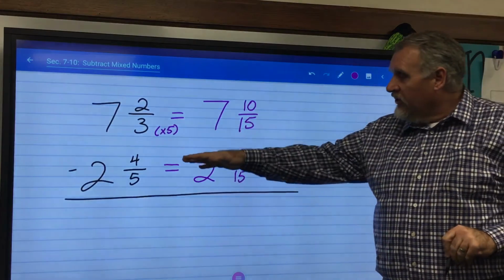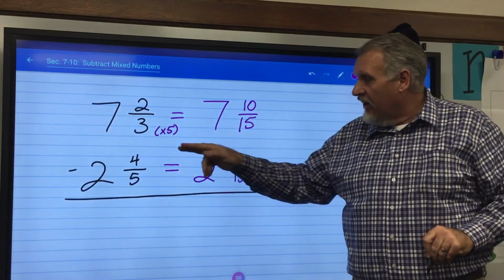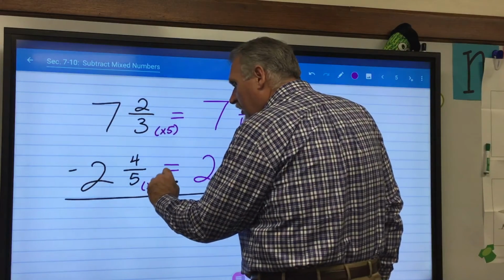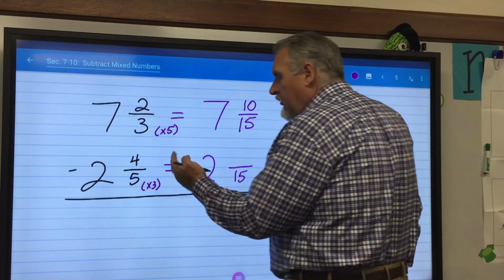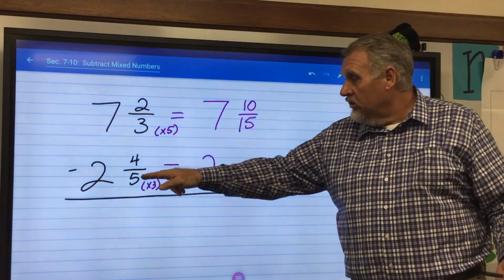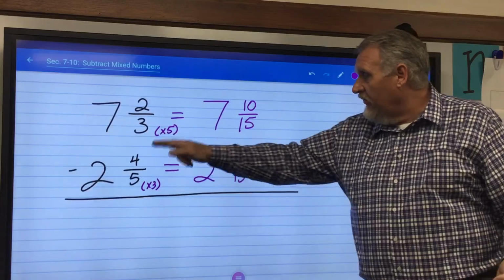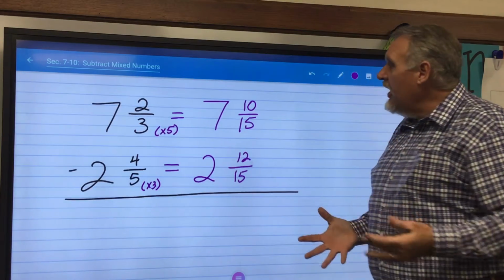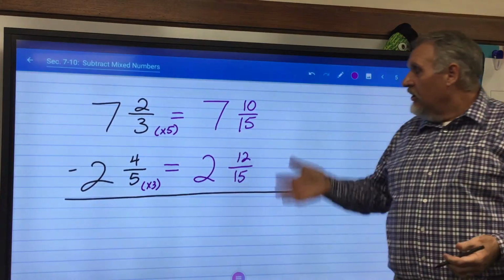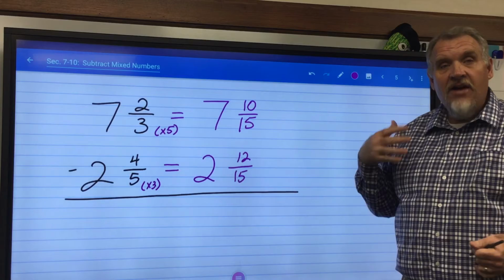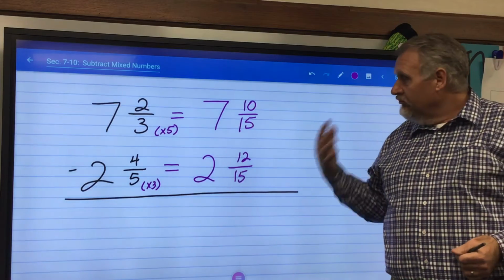Okay? Focus on the second mixed number. How did I get from 5 to 15? Of course, I multiplied it by 3. I use that same times 3 with the numerator. 5 times 3, 15. 4 times 3 is 12. So now I have two mixed numbers, both containing fractions with a denominator of 15. So I have my common denominator taken care of.